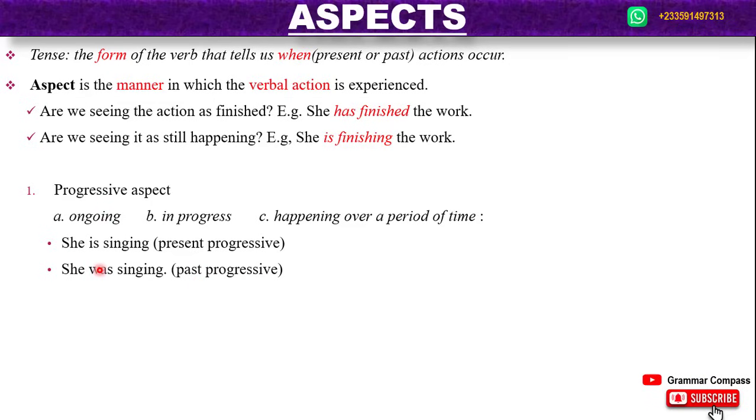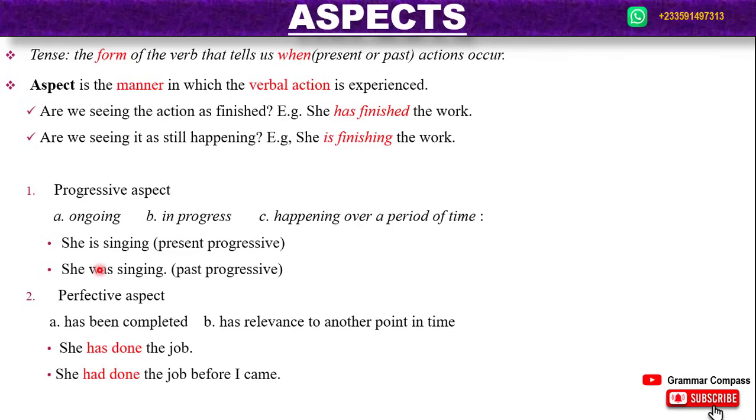What is the next type of aspect in English? It is the perfective aspect. This shows that an action has been completed or has relevance to another point in time. For example, she has done the job. She had done the job. This is what we call the perfective aspect. When we combine the progressive aspect, what we have is the perfective progressive aspect or perfect continuous aspect.